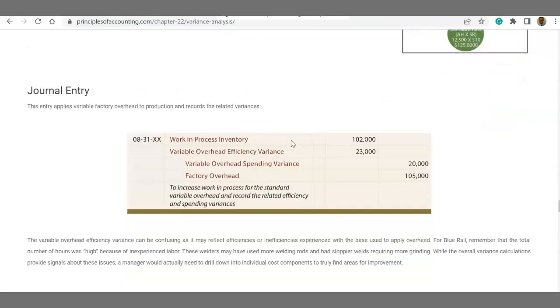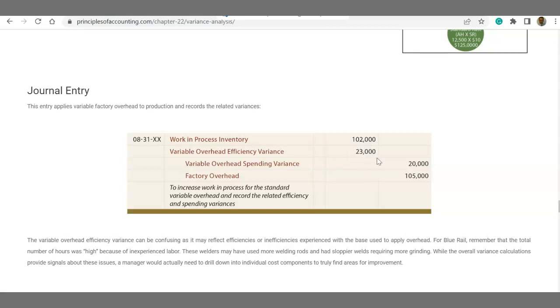So here is the journal entry. So you're gonna go into work in process based on the standard cost. So standard was 102. Yes. However, you spend 105. So you always put the standard in work in process as a form of overhead application, but factory overhead will be credited for 105, which is okay. But variable overhead efficiency variance was unfavorable by 23,000.